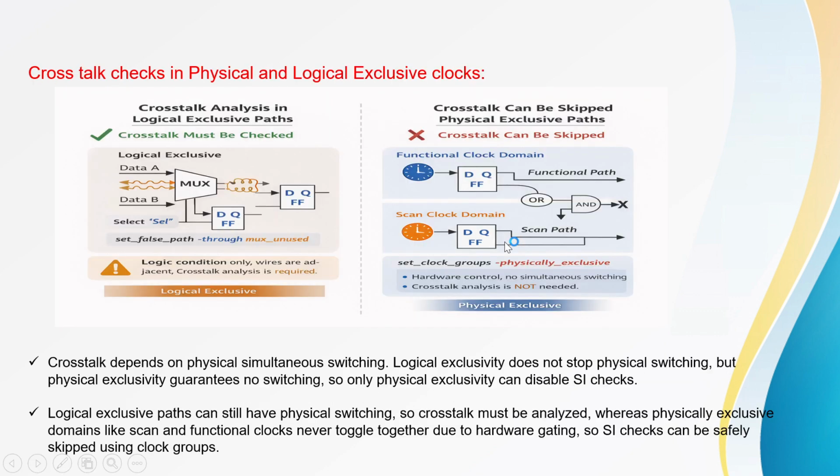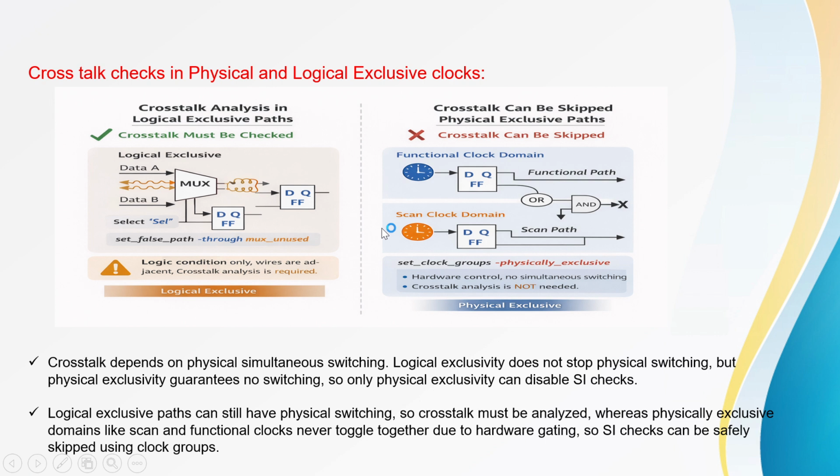In logical exclusive paths, wires are adjacent and can switch, so coupling capacitance exists here. So even if a path is false logically, crosstalk delay and noise can still affect the real path. So SI and crosstalk must still be analyzed here.